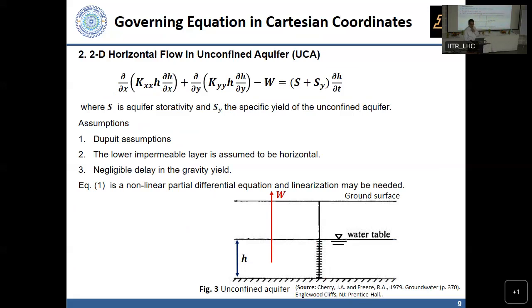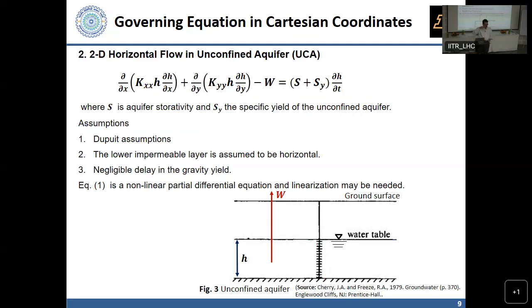But to be able to write an equation like this, we have already used an assumption. We have assumed that the lower impermeable layer is horizontal. There is no leakage. Otherwise, we have to make modifications for accounting for leakage or for the fact that the bottom is not horizontal. And you see two terms over here. S sub y was the specific yield. S is aquifer storativity, which comes from compressibility effects.